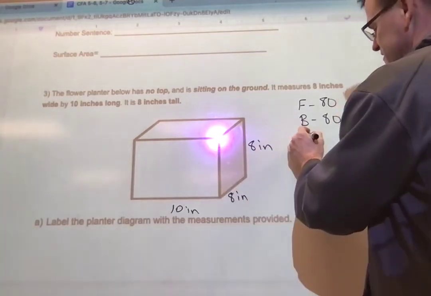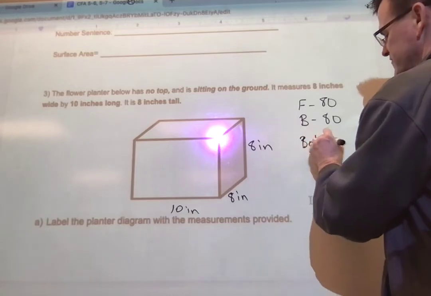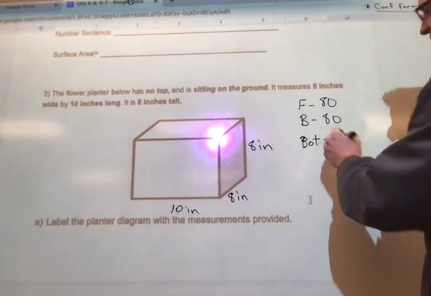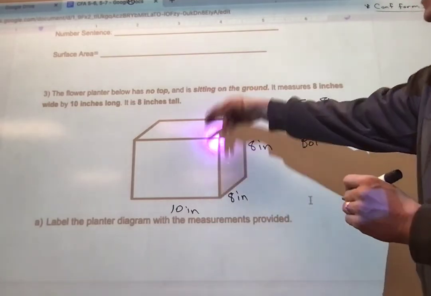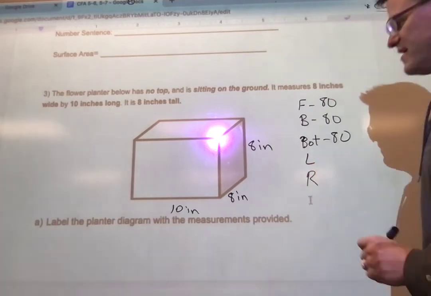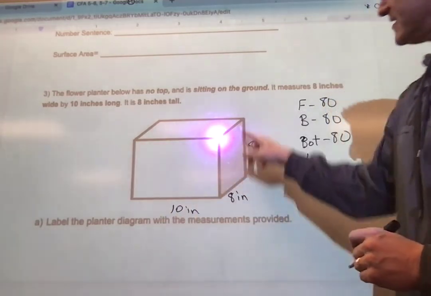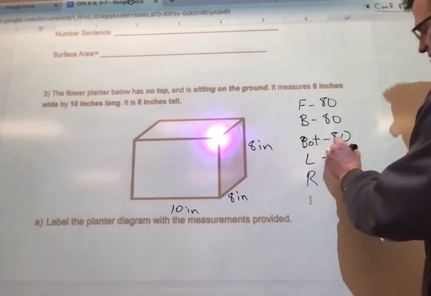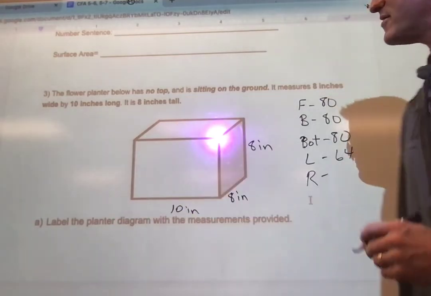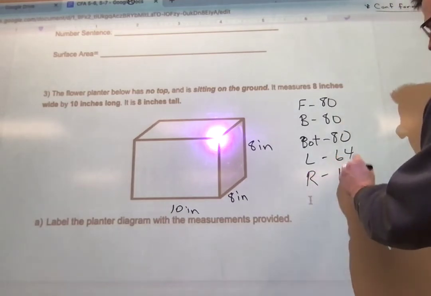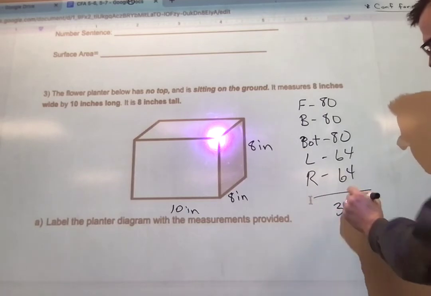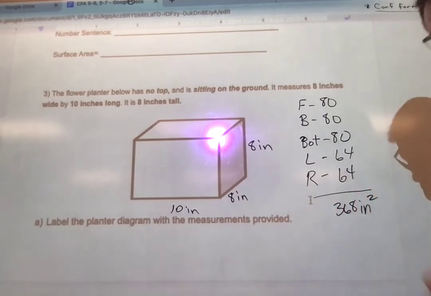And then I also know, I'll just put BOT for the bottom. And the bottom also is 10 by 8. So you could see it is also 80, because it's the same as the front and the back. And then I can look at, I'll just put an L and an R for the left and the right side. For these 2 sides, I know the sides are 8 by 8, so that's 64. And that side is the same, because opposites have to be the same in a rectangular prism, so it's also 64. Again, I could just add all those up, and I get 368 square inches.